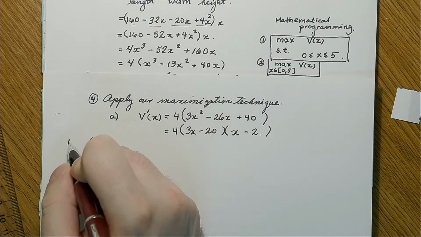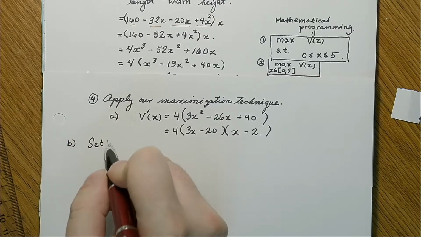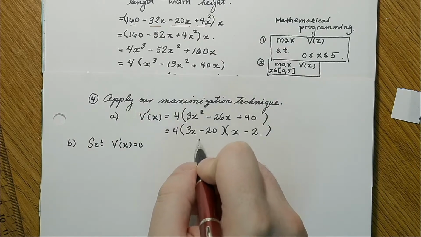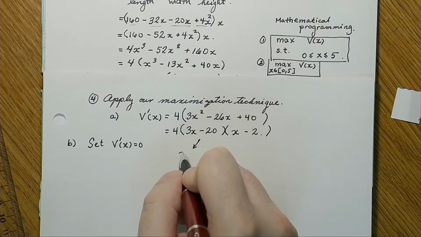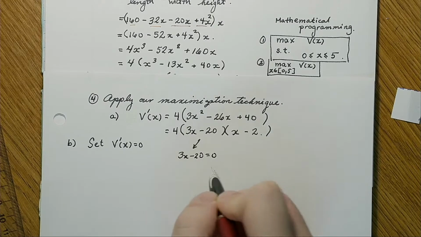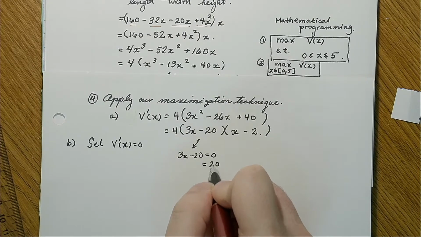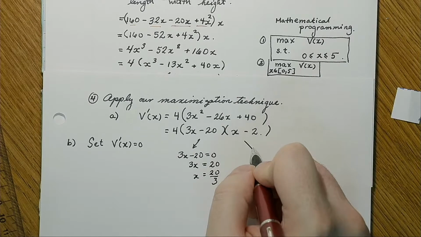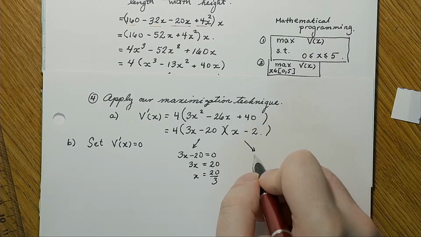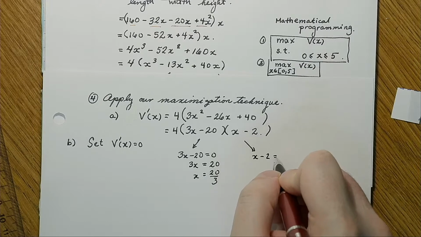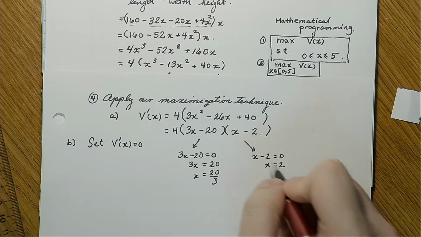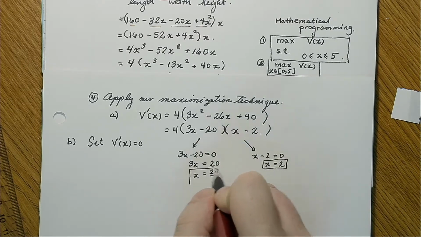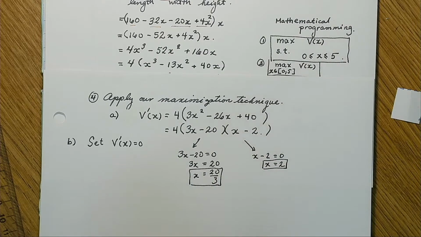So this is part B, we set this derivative equal to 0. So to do that, this means that 3x minus 20 equals 0, so 3x equals 20, and I get x equals 20 over 3. Similarly, x minus 2 equals 0 means x equals 2. So here are my two critical points, or critical numbers.